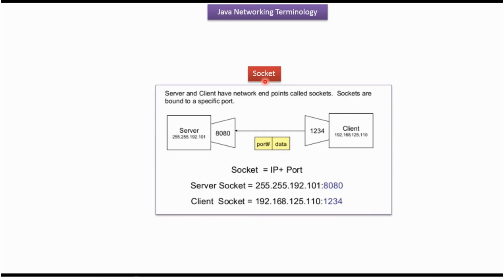Here we will see what is socket. Server and client have network endpoints called sockets. Sockets are bound to a specific port, and socket is nothing but a combination of IP address and port. Server socket is nothing but a combination of this IP address colon this port number, and client socket is nothing but a combination of this IP address colon this port number.